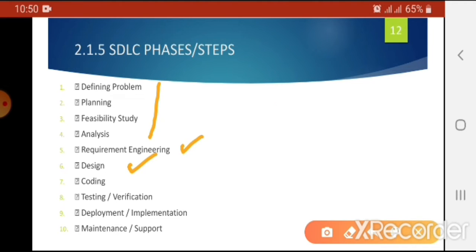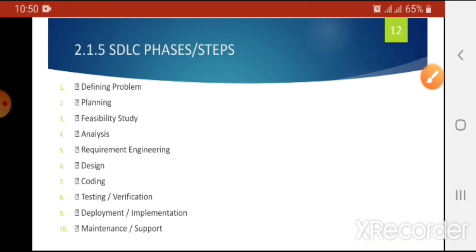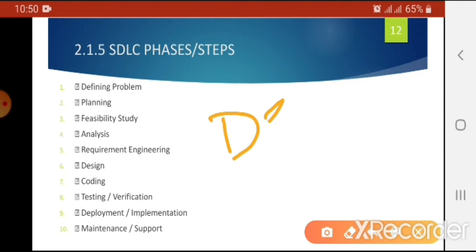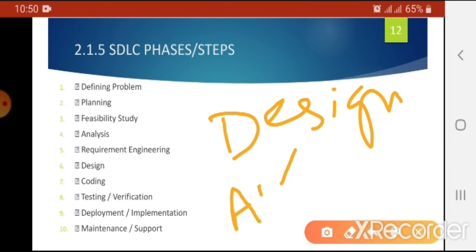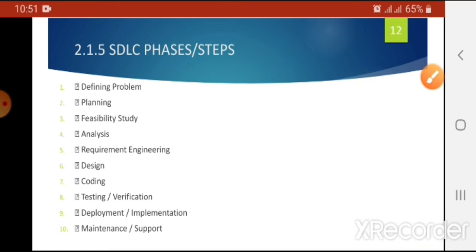Requirement engineering phase is further divided into 3 phases: requirement gathering, requirement validation, and requirement verification. And the design phase is also composed of 2 phases. In designing, first of all we write algorithms, and secondly we make flowcharts. So today we will study in detail about algorithm and flowchart during the designing phase. Okay, first of all let's revise the first 4 phases.